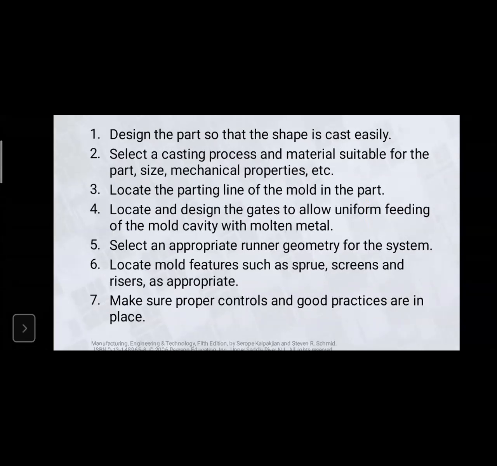The seventh point: make sure the proper controls and good practices are in place. We have to control things. When you are placing a screw, it must be placed in a correct manner. It must not be loose. It must be somewhat tight, because the screw cannot stay continuously. You are placing a screw and putting green sand. I think it is a sand casting. You are placing the screw and putting green sand.